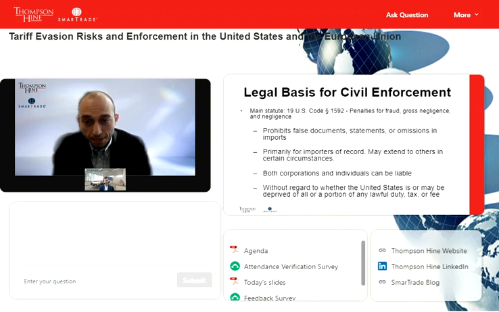One example is foreign exporters who knowingly assist the importer of record in committing fraud could be liable under the statute. And then finally, both corporations and individuals can be liable under the statute, and penalties may be imposed without regard to whether the trade violations resulted in any underpayment of duties or taxes.